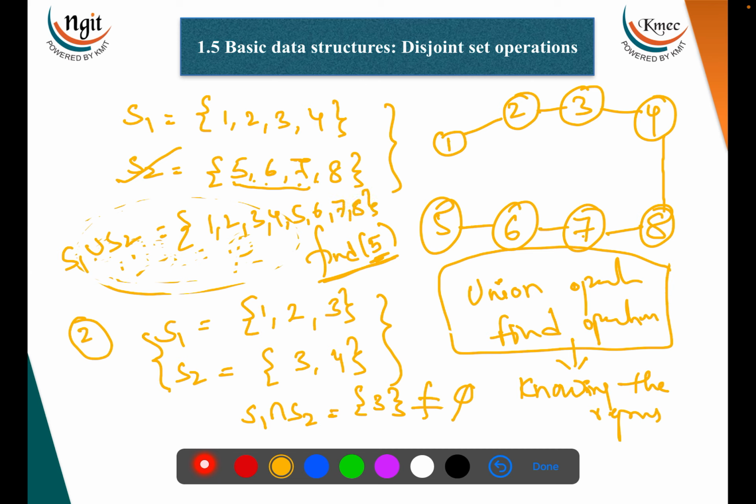Now find of 1. Let us assume that S1 union S2 is equal to S3. Find of 1, S3 set. Find of 5, S3 set. When two elements are found to be in the same set, then that graph is a cyclic graph. Did you understand? This is the advantage of disjoint sets. We will know whether the graph has a cycle or not with the help of this union operation. So this is about disjoint sets.